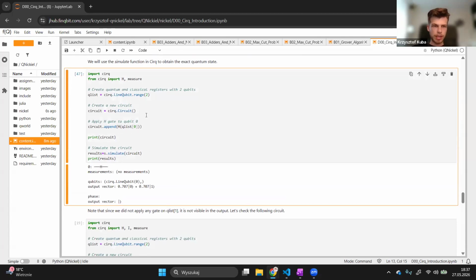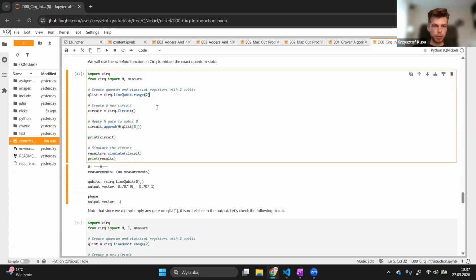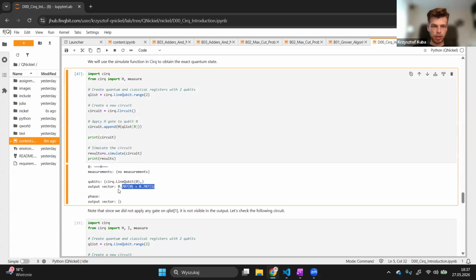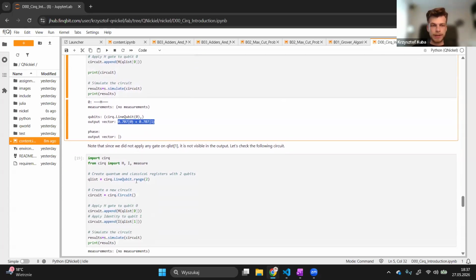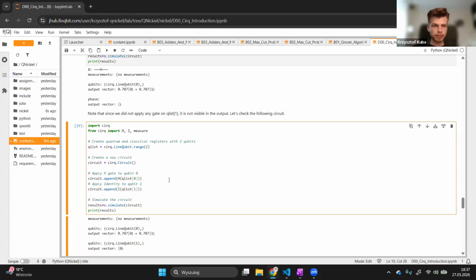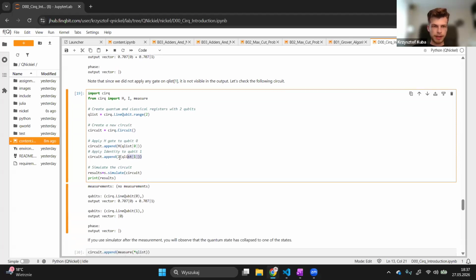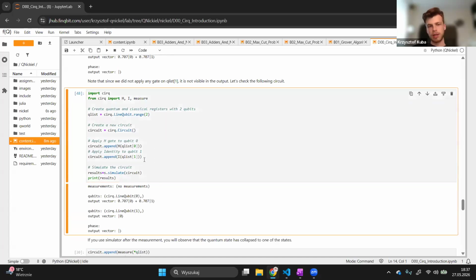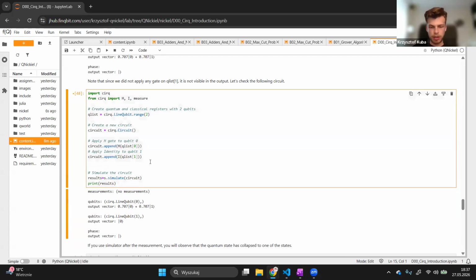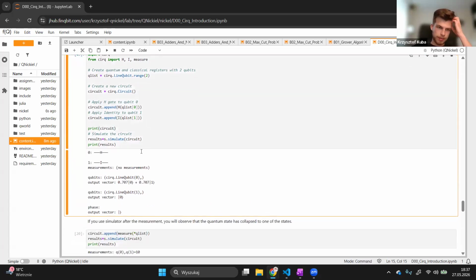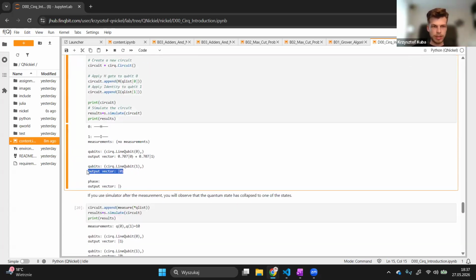Yeah, only the Hadamard gate, even though we initialized with 2 qubits, but we didn't specify any gate on the second qubit. That's why in the output we see only 1 vector. But if we specify the identity, so do nothing to qubit 1, the circuit automatically captures that and also simulates or returns the state of the second vector. And we can also print the circuit. Yeah, so we can see that doing nothing to the second qubit results in just state 0.